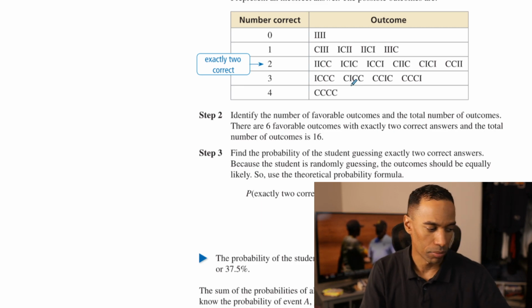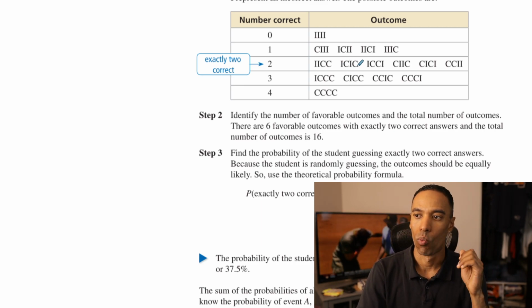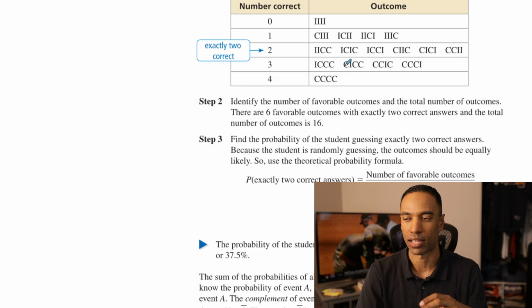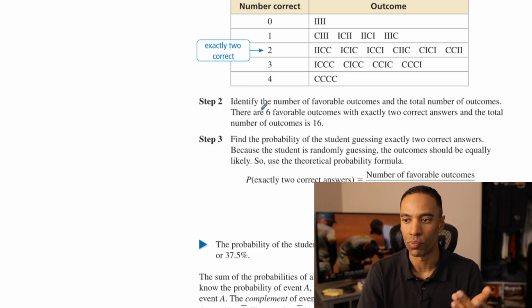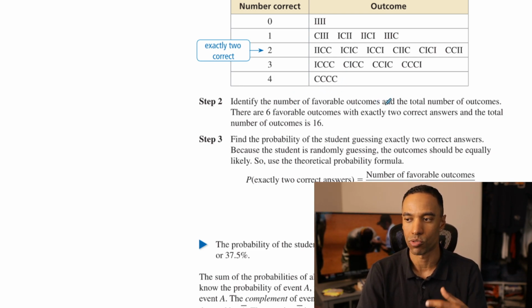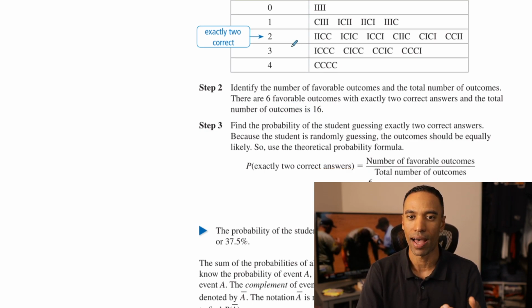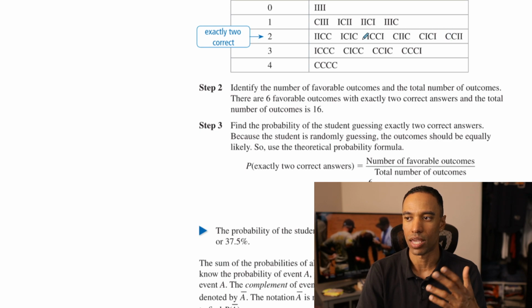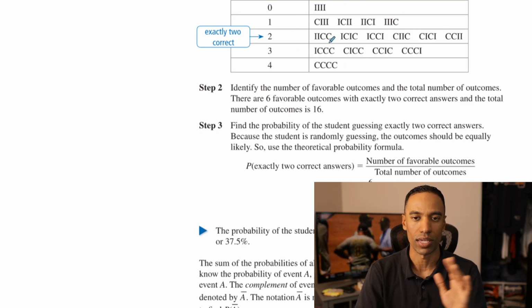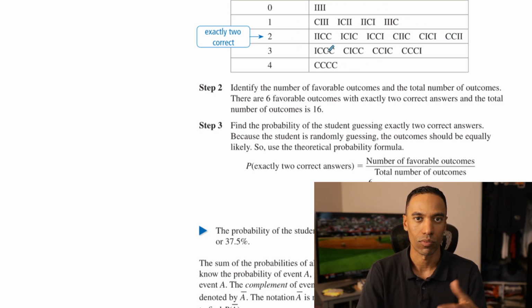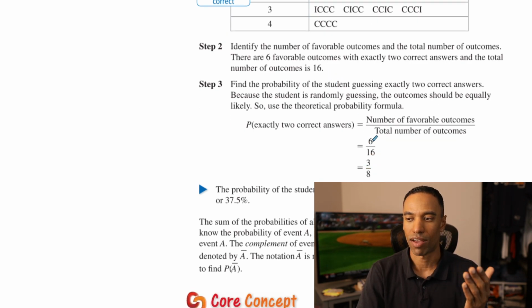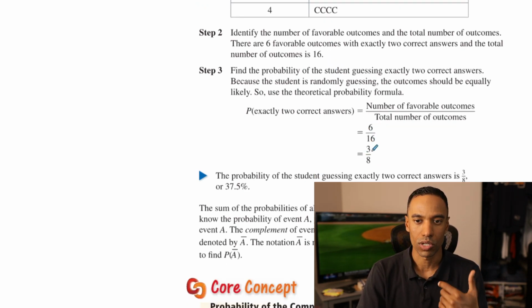And if you guess randomly, we want to find out what the probability is of getting exactly 2 correct. So it says there are 6 favorable outcomes with exactly 2 correct answers, and the total number of outcomes is 16. We're going to divide the 6 different ways that you can get 2 correct by the number of ways you can get any correct, period, or incorrect, or what have you. So they're going to divide 6 by 16, which reduces to 3/8.